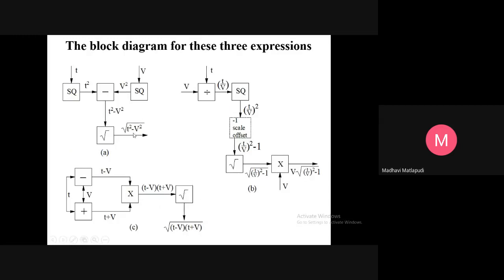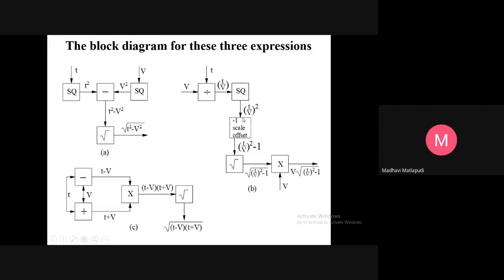Now, the same expressions again we are representing in the form of block diagrams. So the output is the square root of T square minus V square. That is, send T into a square block, getting T square. And similarly, V into a square block, V square. Use a subtraction block, then I'm getting T square minus V square. Then go for a square root block, giving you the square root of T square minus V square. It's a very simple one.